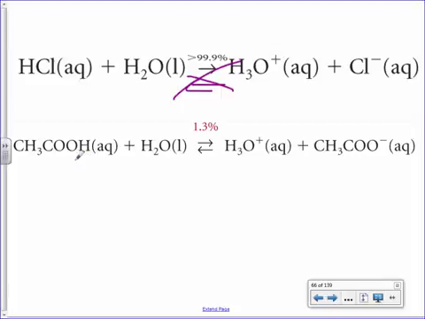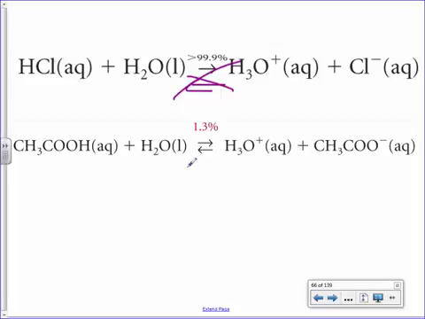But here, this is acetic acid. Acetic acid only reacts about 1.3% of the time. Essentially, some of this stuff tries to turn into an acid, but then it immediately starts turning back. Hence the whole term weak versus strong.